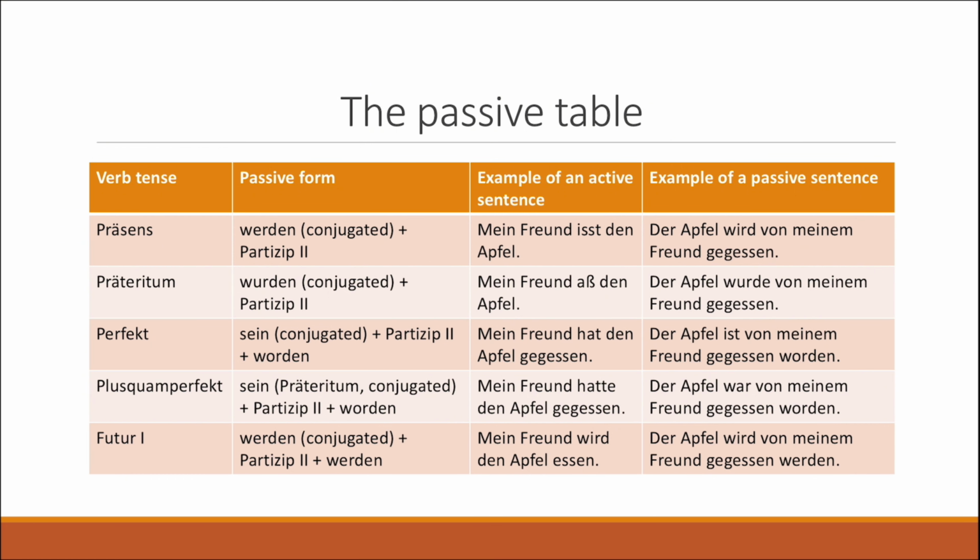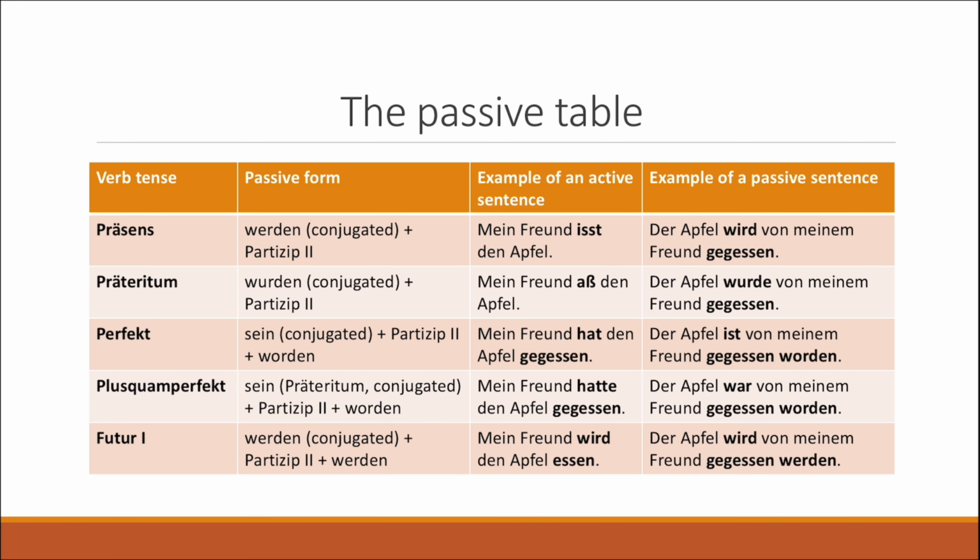And now finally, let's consider the Futur 1. In order to conjugate the passive form, we're first going to conjugate werden to the present simple, and it's going to be followed by the Partizip 2 and by werden, simply werden. Let's go through the example. Mein Freund wird den Apfel essen. It's going to become, der Apfel wird, so werden conjugated, von meinem Freund gegessen werden. So gegessen is Partizip 2, and then we simply have werden.